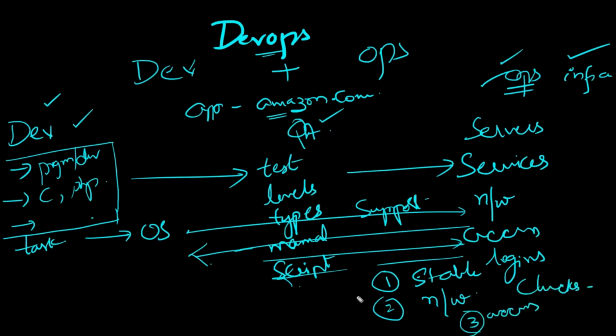Am I correct? Because the ops teams always need stability in the infrastructure. They need the infrastructure to be always stable and running. The development team looks for agility in the infrastructure, whereas the ops team looks for stability, and they do a lot of checks to serve the request.